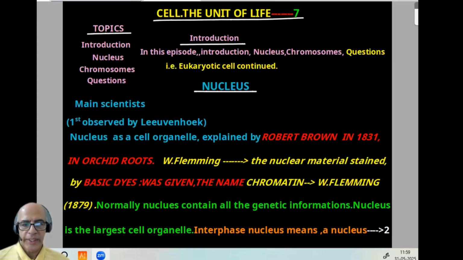For that, I will share the screen so it will be convenient for you. You can also find the notes. I think the screen came, so we can proceed. Cell, the Unit of Life, 7th one. And the main items, as usual, there will be an introduction. Then the controlling unit of a cell, that is the nucleus. Inside the nucleus, chromosome. Then 5 theory questions, 5 NEET model questions with the key.